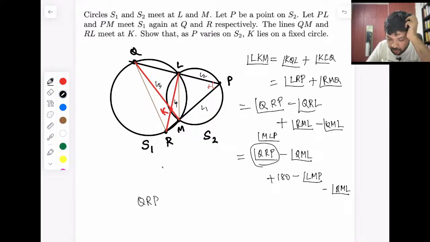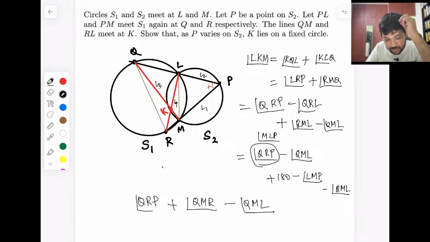QRP plus QMR minus QML. QRP, QMR, which by the way is QLR. This is QLR. So QLR minus QRP.